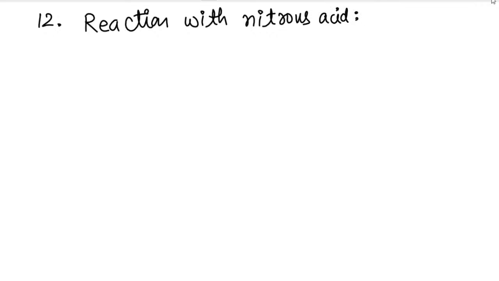What is nitrous acid? So nitrous acid is HNO2, or we can write it as HON double bond O. All the three members of the amines, aliphatic or aromatic, react with nitrous acid under different conditions to form a variety of products. And nitrous acid is highly unstable and it is prepared in situ.